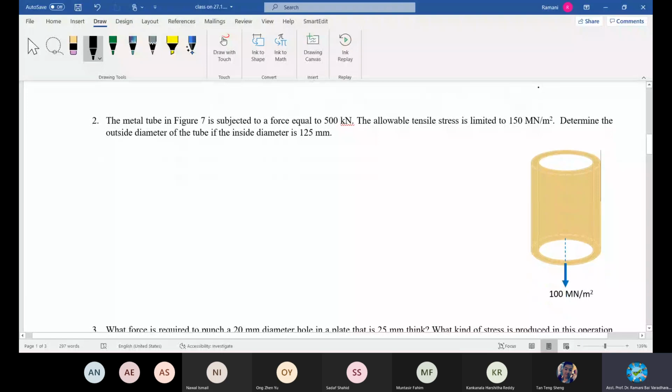Something similar to that. Just understand the type of loading only. You see here, the given is a metal tube, right? Similar to the last one, also a hollow tube, and is loaded at the bottom. It's subjected to a tensile force. You can see that the load is acting away from the surface area, isn't it? That's why I can say it is subjected to a tensile force. So all of you understand the concept.